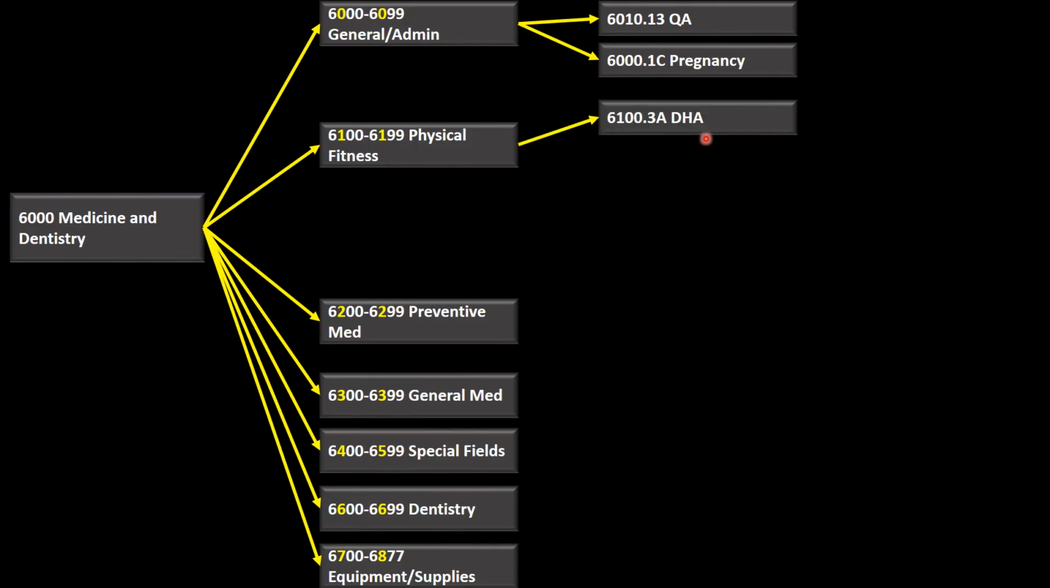61. Deployment health assessment. All right, this is seeing if you're okay, right? Doing an assessment after deployment to make sure we're still physically fit and ready to deploy. Our periodic health assessment, 6120.3. Again, the PHA, what are we doing in that?